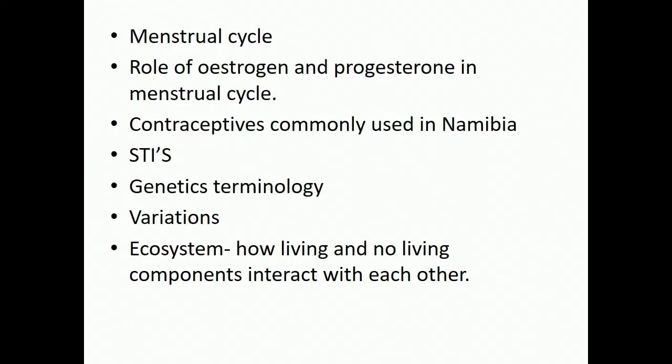Contraceptives are commonly used in Namibia. So we have contraceptives that are used in Namibia. We have, for example, the IUD, which is the uterine device. It's also called a loop, which is inserted into a woman's uterus. We have condoms. We also have the different forms, the jelly or the spermicide that kills sperms.